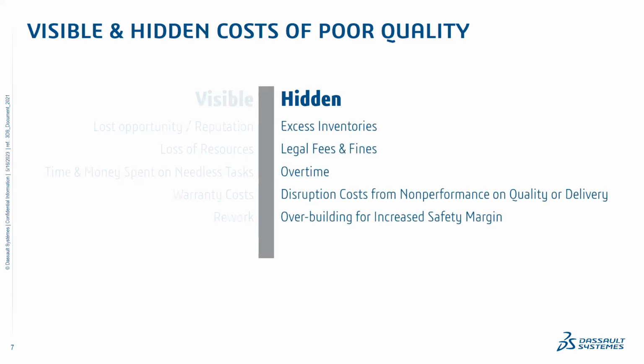On the hidden side, excess inventories, potential fines and legal fees. Sometimes there's overtime spent to correct problems. There can be disruption costs from non-performance. And of course, a lot of organizations have to overbuild for increased safety margin just because they don't have the tools and technology to really accurately design in the first place. You end up overbuilding it and making it bigger and stronger and beefier.